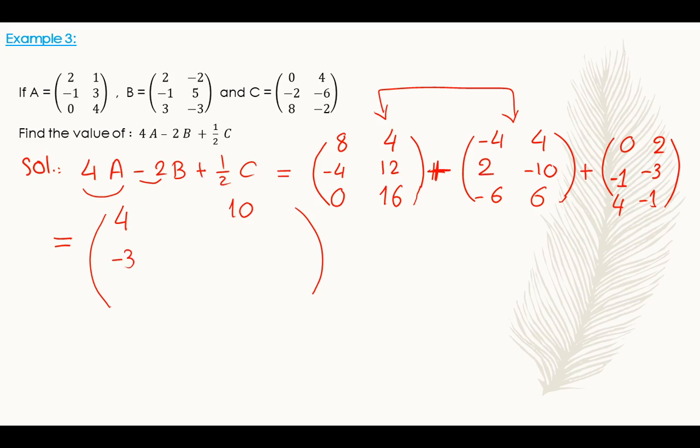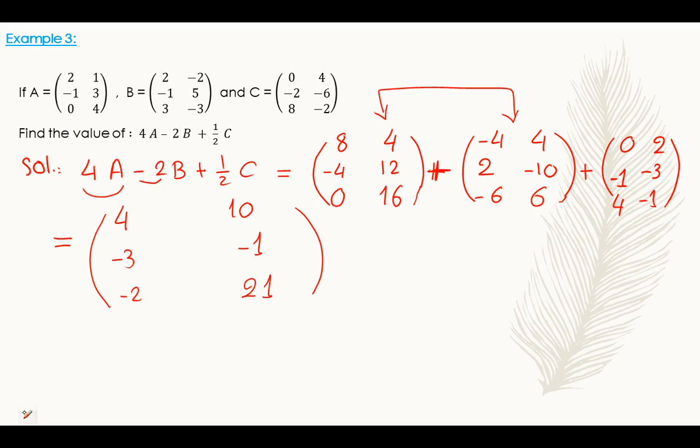12 minus 10 equals 2. 2 minus 3 equals negative 1. 0 minus 6 equals negative 6. Negative 6 plus 4 equals negative 2. 16 plus 6 equals 22. 22 minus 1 equals 21. So this is the value of 4a minus 2b plus half c.